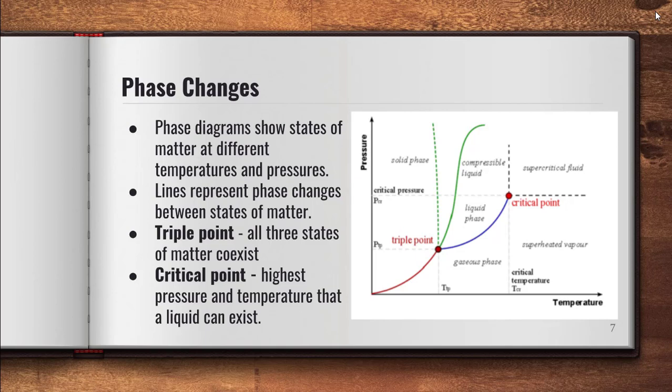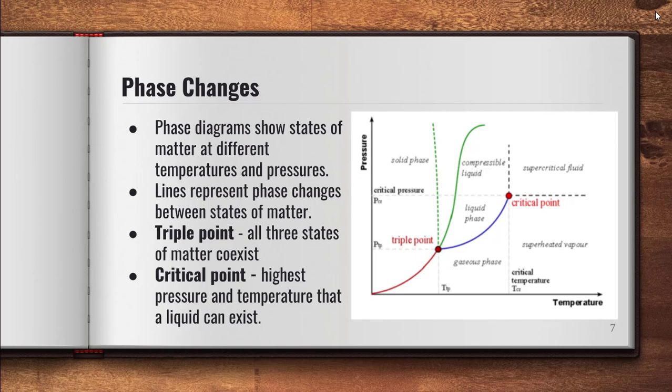So the lines represent phase changes between different states of matter. So if I cross the red line, going from left to right, I go from a solid to a gas, which would be sublimation. Or if I go from a gas to a solid, that is deposition. Notice if I go across the blue line from liquid to gas, that is vaporization, or if I go gas to liquid, that is condensation.